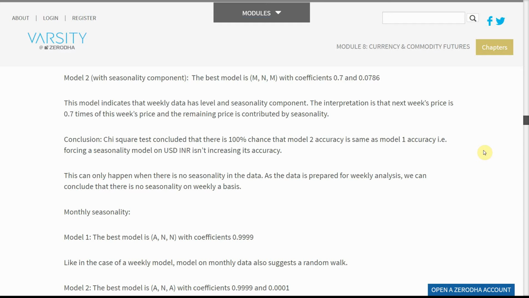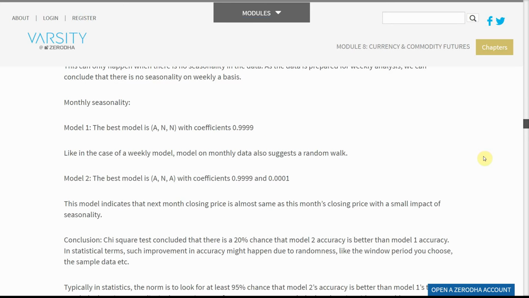i.e. forcing a seasonality model on USD-INR isn't increasing its accuracy. This can only happen when there is no seasonality in the data. As the data is prepared for weekly analysis, we can conclude that there is no seasonality on weekly basis. Monthly seasonality. Model 1.